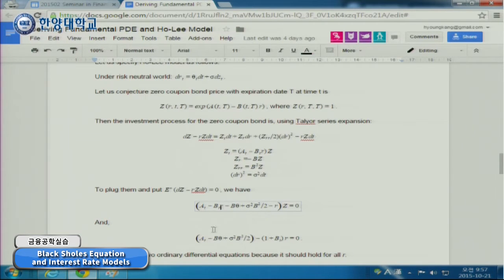We put the r terms together, then we have this: A_t minus B theta plus sigma squared B squared over 2 minus 1 plus B_t r should be 0. And this should hold for all r, therefore this term should be 0 and this term should be 0. Right? Because it should hold for the entire r. In order to make it 0 for all r, we have to make this term 0 and this term 0.